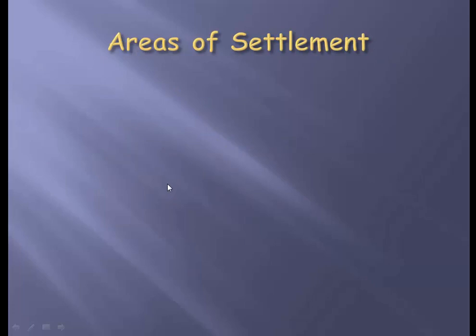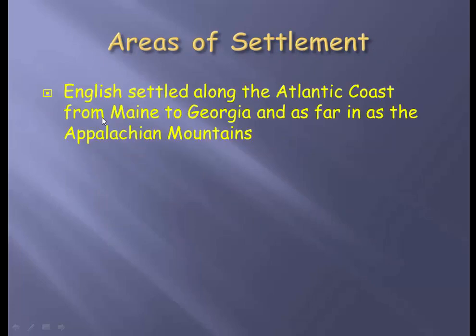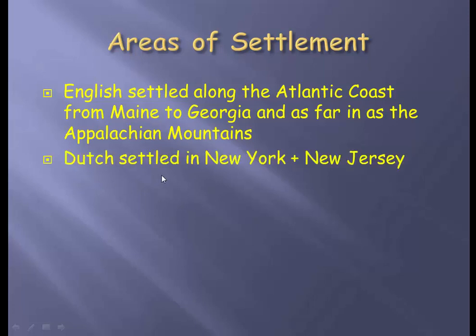There are different areas of settlement. What we find when I showed you that map is that the English settled along the Atlantic coast from Maine to Georgia and as far in as the Appalachian Mountains. During the 1700s, we really didn't make our way past the Appalachian Mountains. That happens late 1700s, early 1800s. There is some Dutch. They settled in New York, New Jersey, and down through Pennsylvania. So there are some Dutch settlements there.